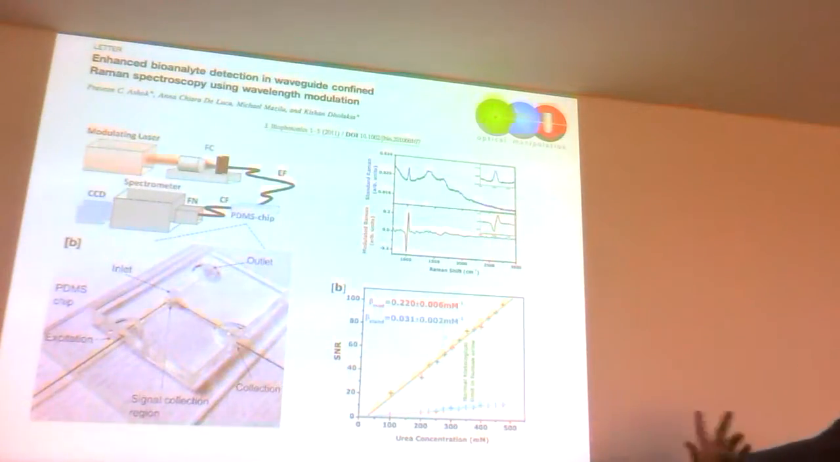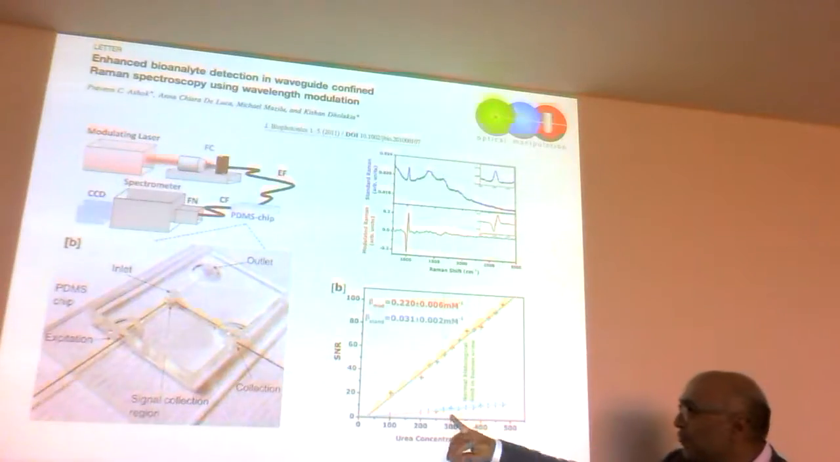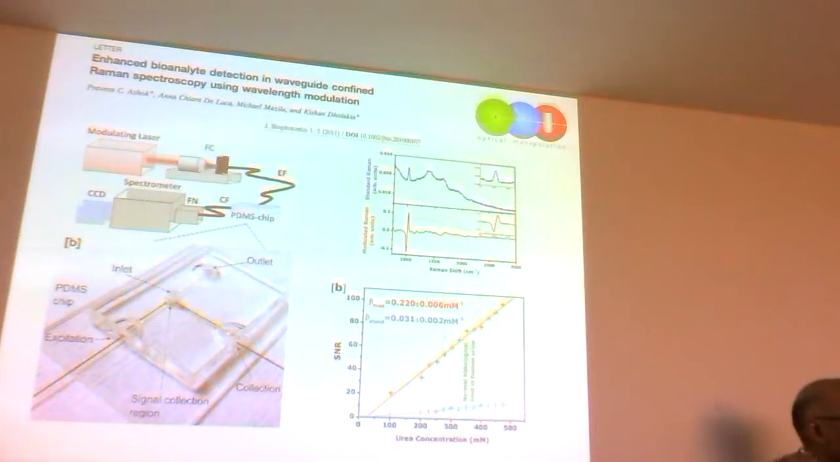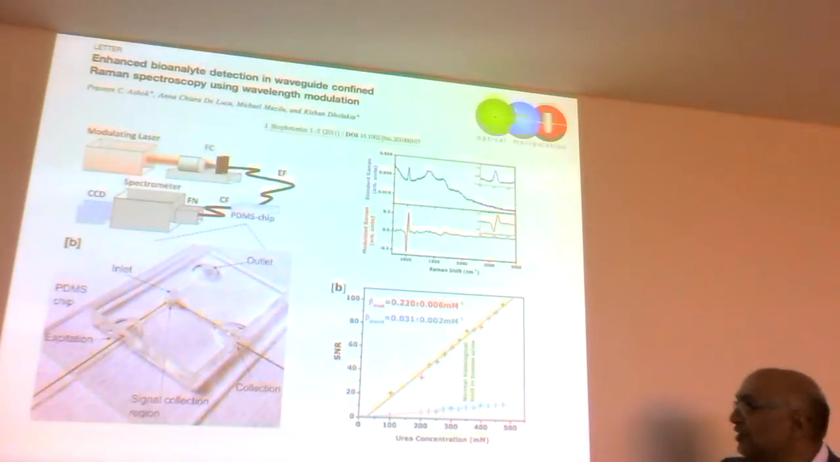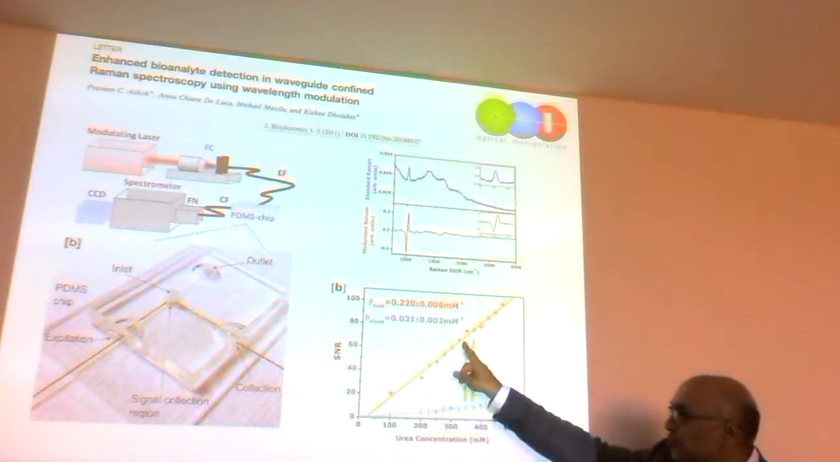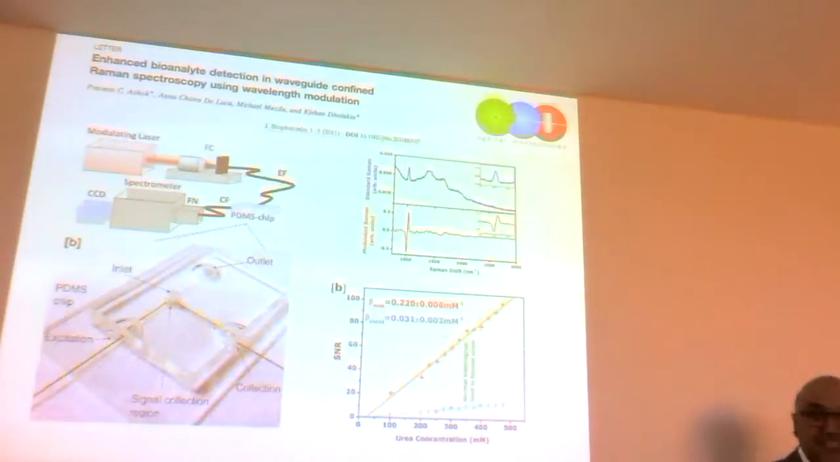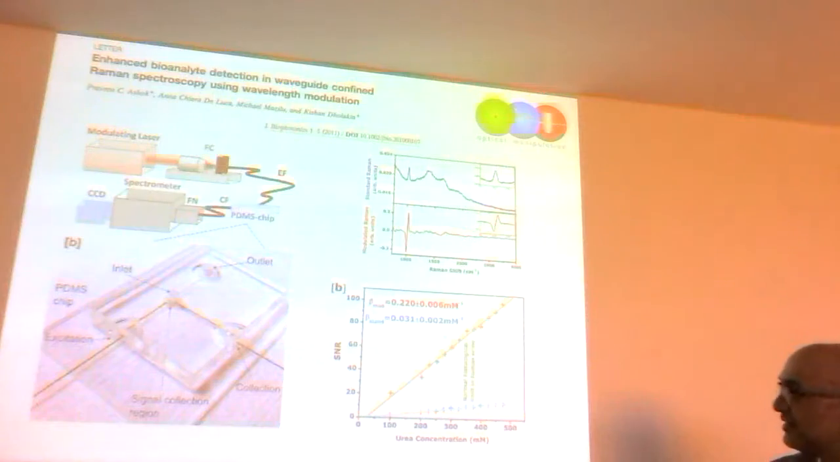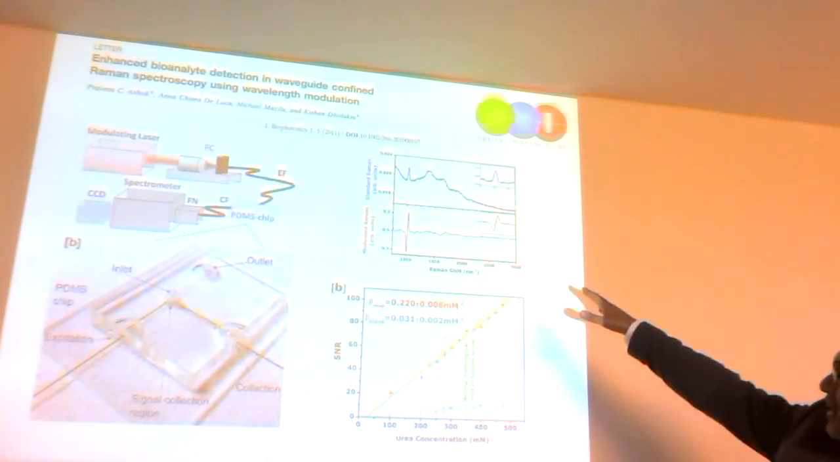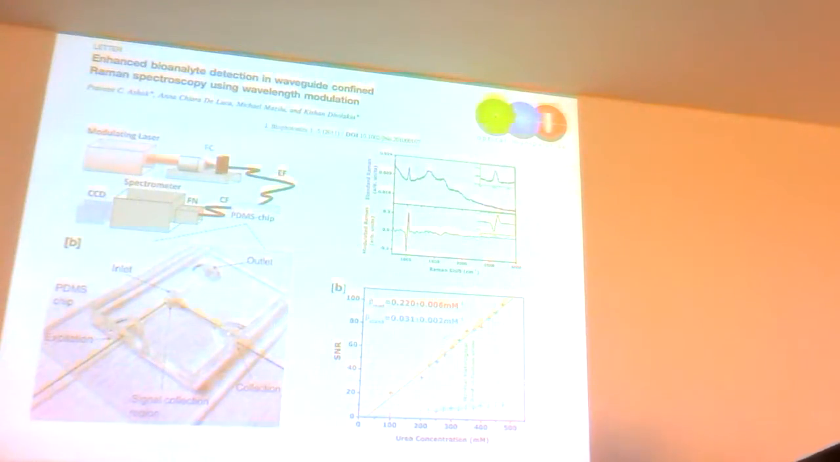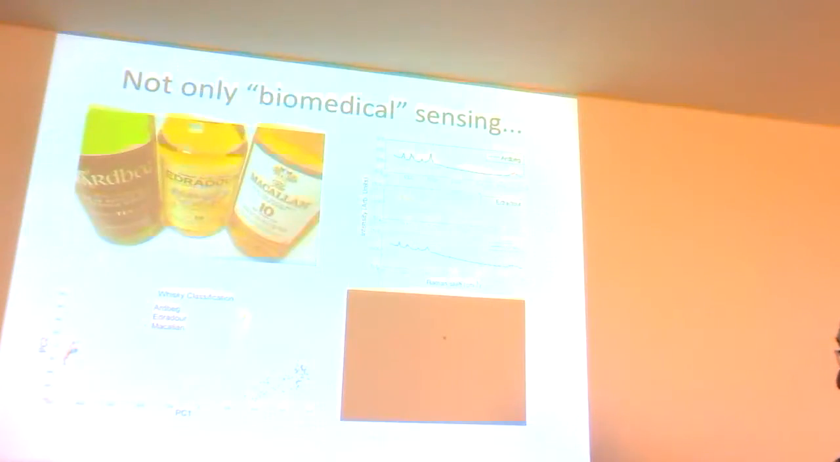So we took a chip like this, and for example, you can do urea detection. Urea is quite interesting, and you can detect down to physiological levels quite well. And using the modulation, you do get an improvement in the signal-to-noise ratio, which means you can actually see some very, very nice things in that. And so there you have an example of the modulated versus standard Raman signal. But you can do other things.